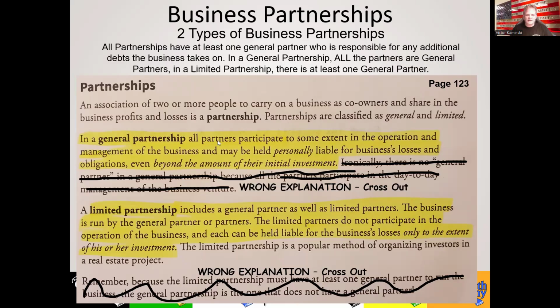So just keep this highlighted. All partners participate to some extent in the operation of the management and may be held personally liable for the business losses and obligations beyond that of their initial investment. Limited partnership, they cannot, and there's always at least one general partner.